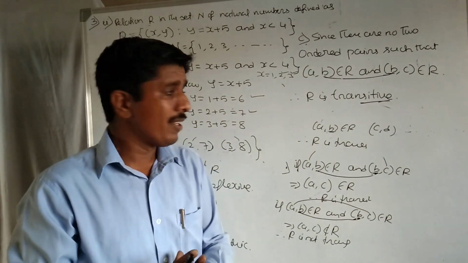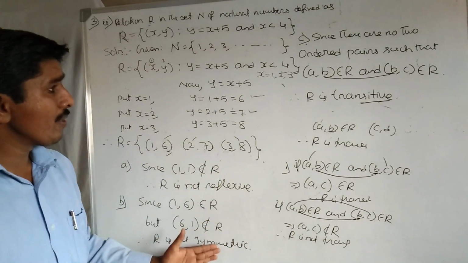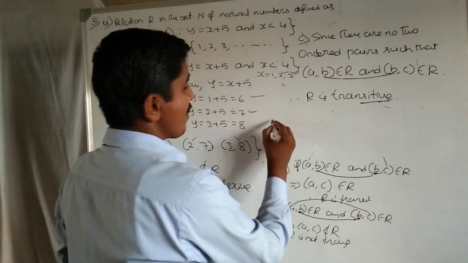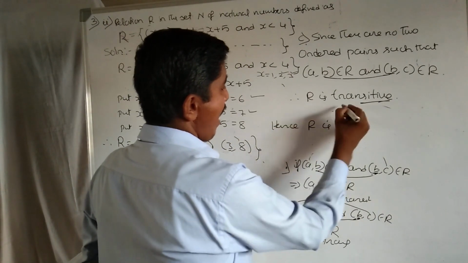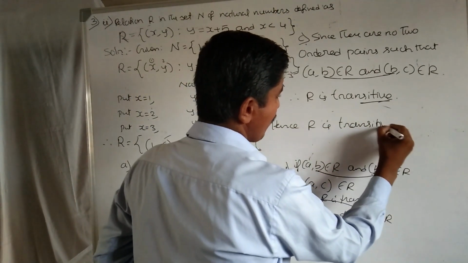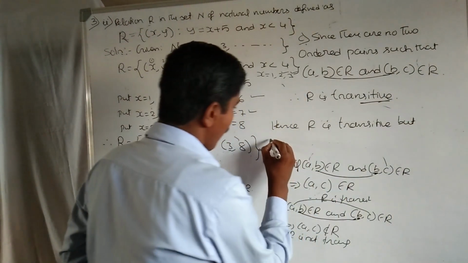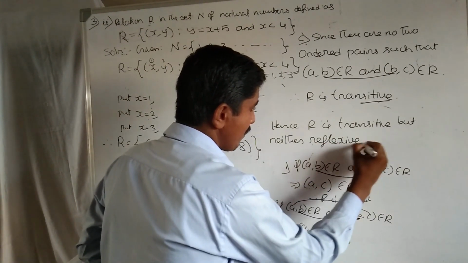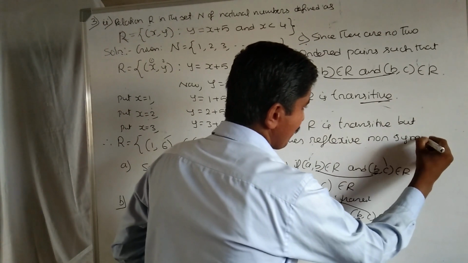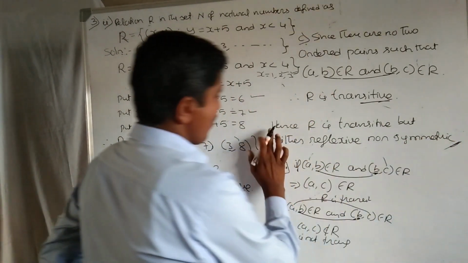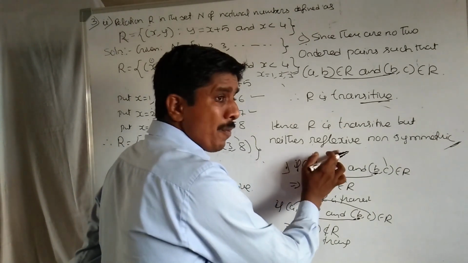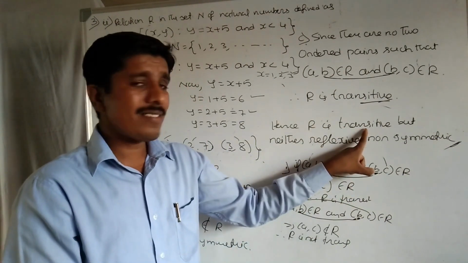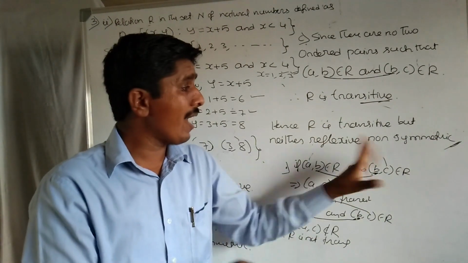But it is very important. So clearly, it is not reflexive, not symmetric, but it is transitive. Therefore, we say that yes, R is transitive, but neither reflexive nor symmetric. This means the relation is transitive but not reflexive and not symmetric. We write: R is transitive but neither reflexive nor symmetric.